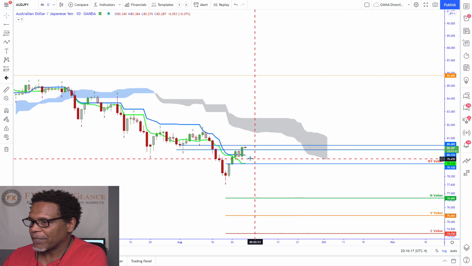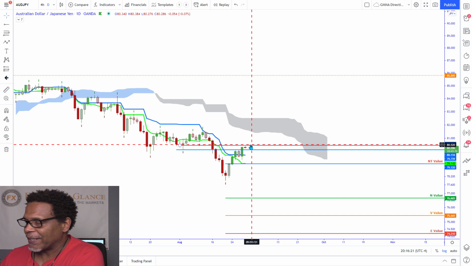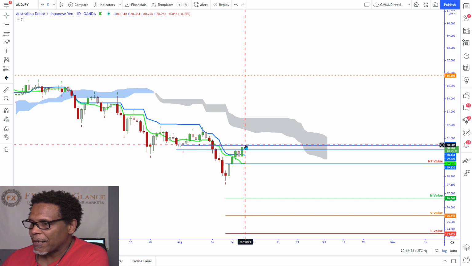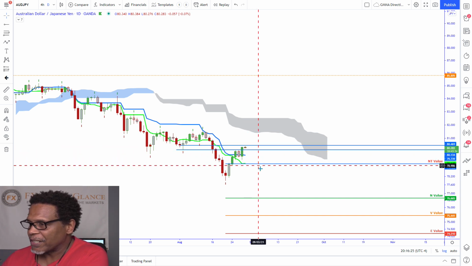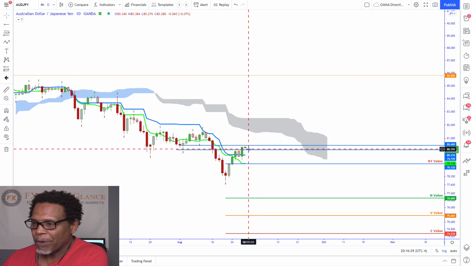So if we get that drop, this is your 50% fib retracement level right here where Kijun-sen is. We violated that, so we're at about the 78.6 area. And then we're going to see if we can get into the trade sometime in here. Watch the price action.